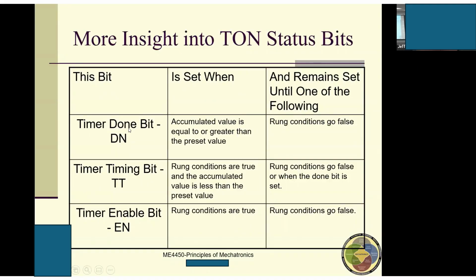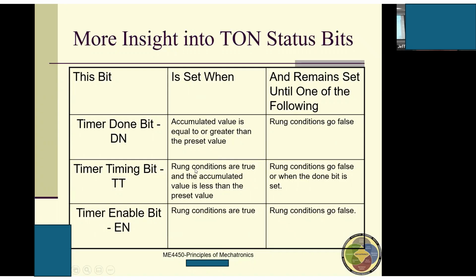So the timer done bit is the most important bit for the timer. It is set when the accumulated value is equal to or greater than the preset value. After the accumulated value reaches the preset value, this bit will be set and will be on. It remains set until the run condition goes off, goes false. Then this bit will be low.